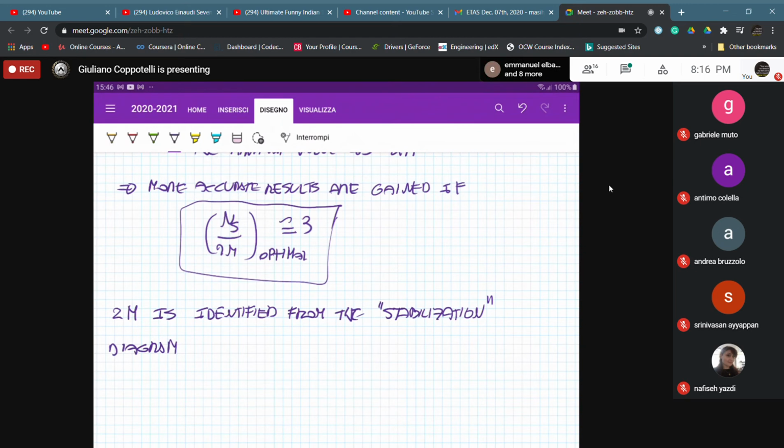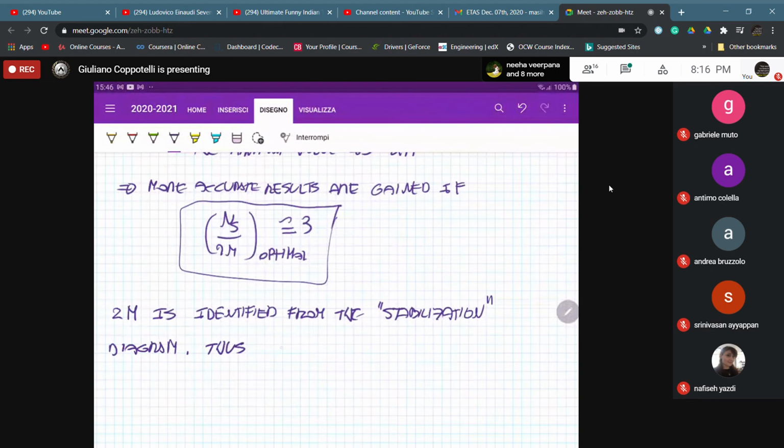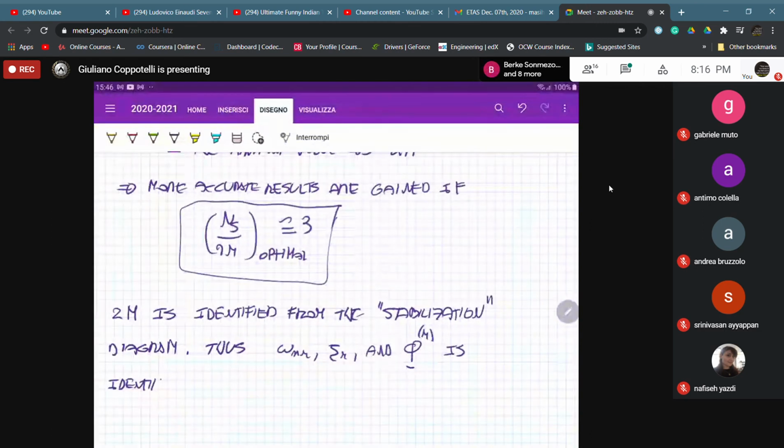Thus, your natural frequency, damping ratios, and your shape is identified. So in other words, you have to iterate for solving the eigenvalues and eigenvectors associated to the A matrix, that is the state transition. And in turn, we have to consider different dimensions of n and of m, as the model order.